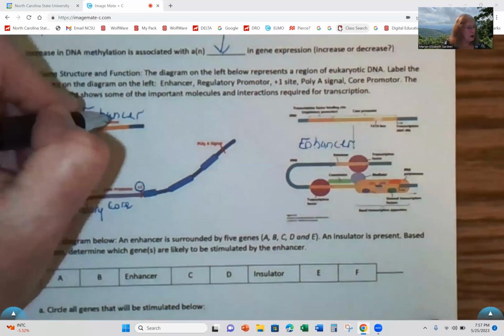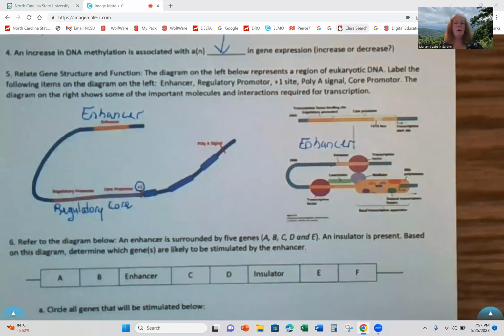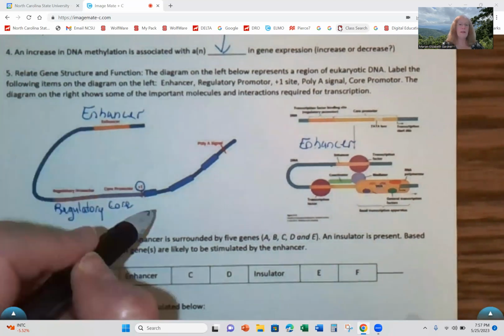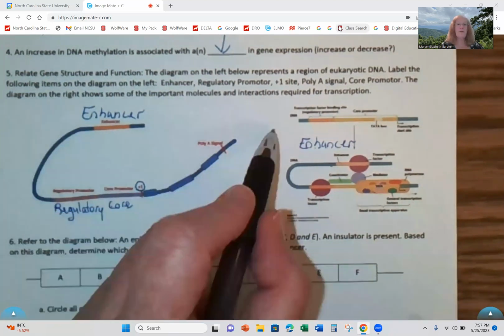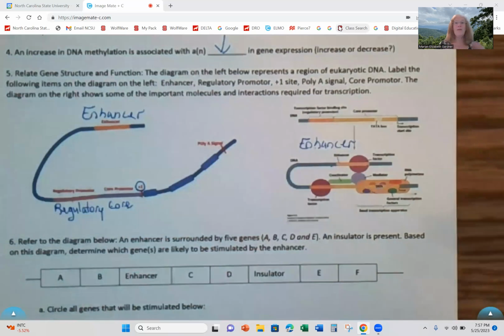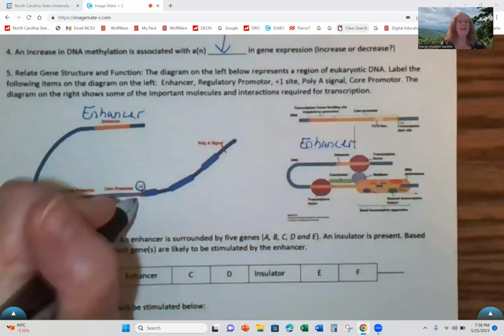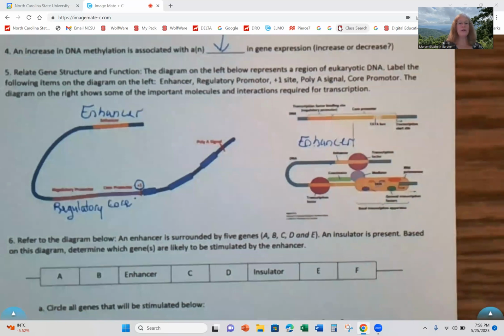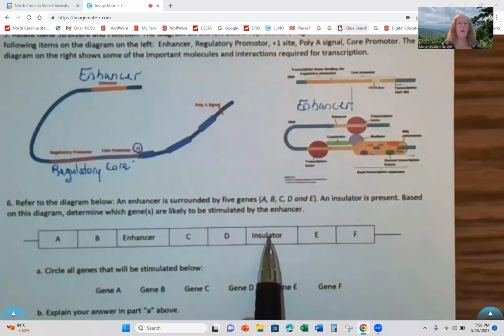Enhancers, as I said, are sequences of DNA that promote transcription of nearby genes. They can be upstream, which is what this one is. They can be within the gene. They can even be downstream. And they can be tens of thousands of base pairs away from the start of transcription. There's one thing an enhancer can't do. It cannot work across an insulator.